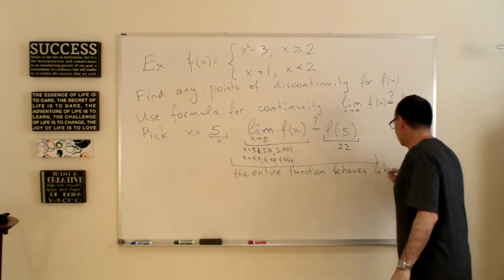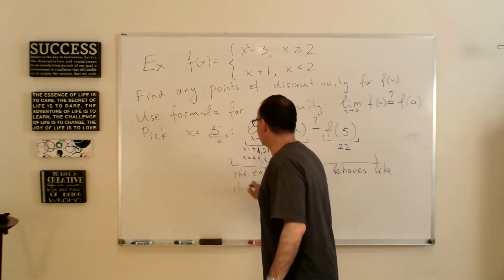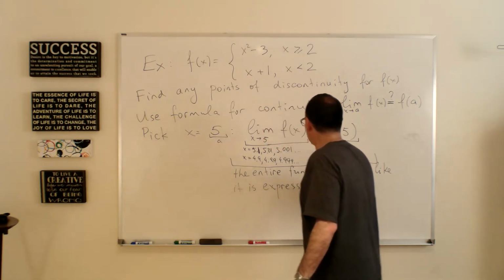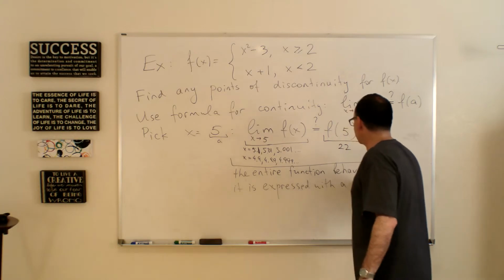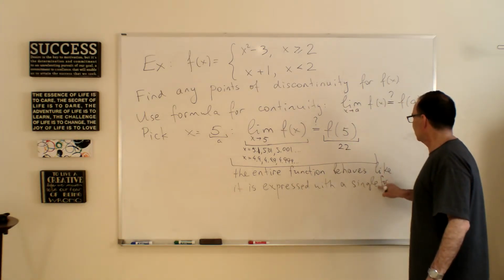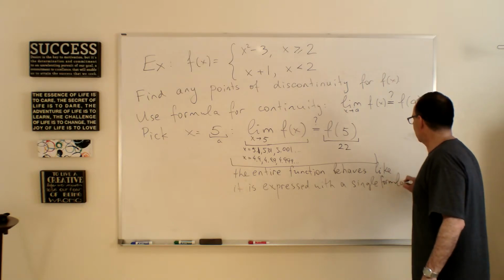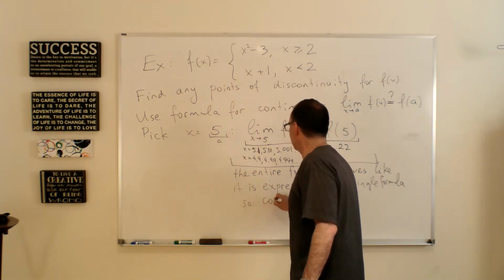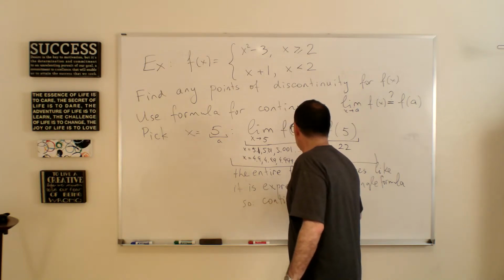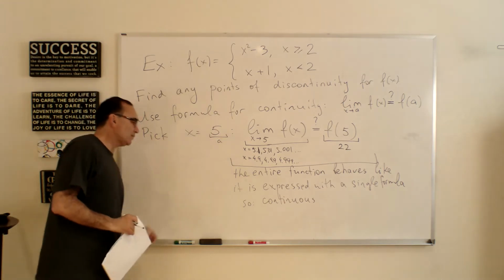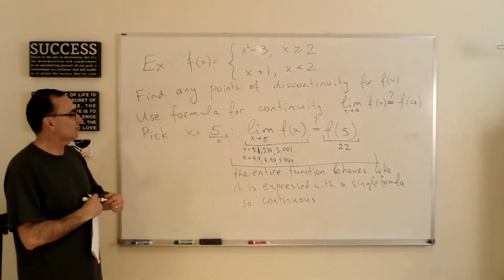It behaves like it is expressed with a single formula, so continuous. And since we previously considered continuity at x equals 5, it is continuous at x equals 5.